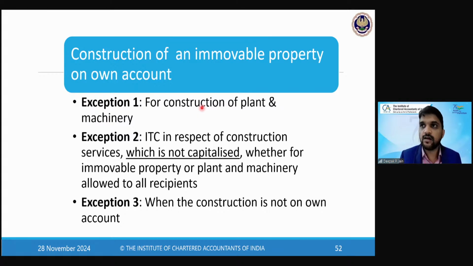You are buying the materials, okay, and you are only involving the laborers. You yourself are doing it. That is called construction of immovable property on own account.